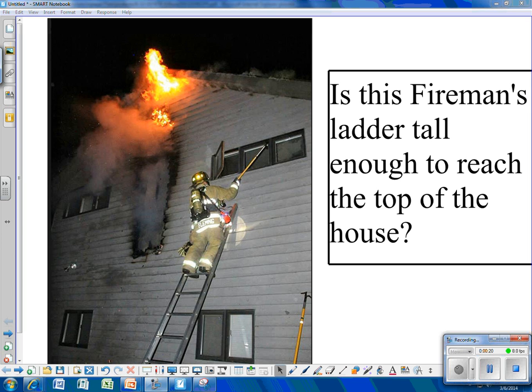We're going to go over, using some mathematics, how to determine whether his ladder is long enough. We're going to look at the angle of the ladder and the length of the ladder. This ladder does extend farther than it looks in the picture. If you just want to copy down some of these examples, we'll learn how to figure out this question.